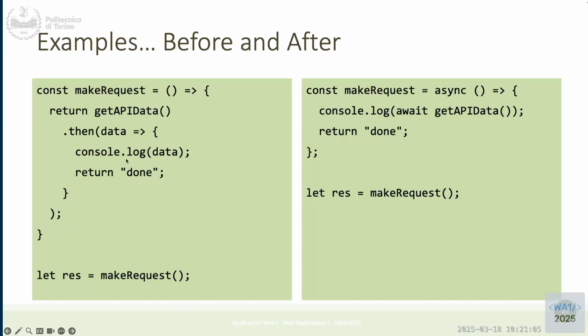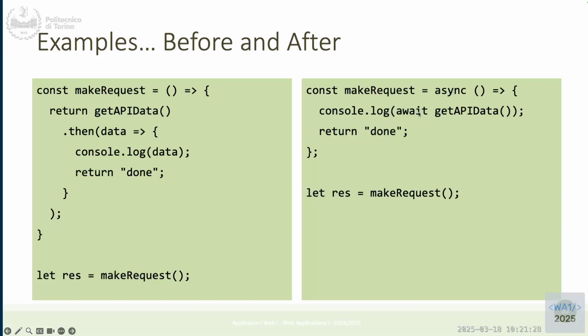It depends on whether we want or don't want to manage the promises explicitly. So for example, this is an example of calling some asynchronous API, and then consuming the data. This is what we did before. This is what we can do now. We can await and then use the data that comes from this API.